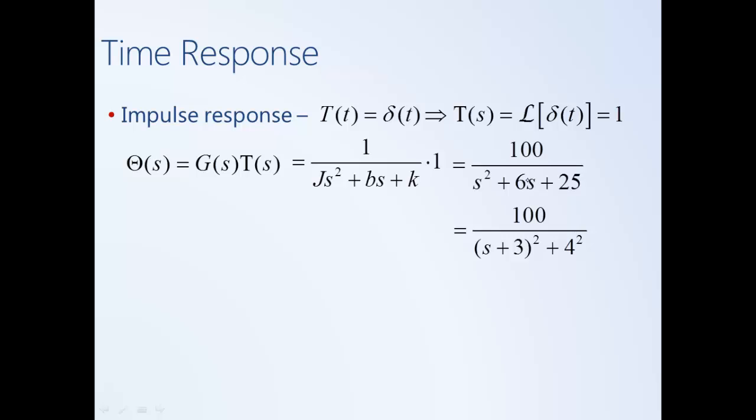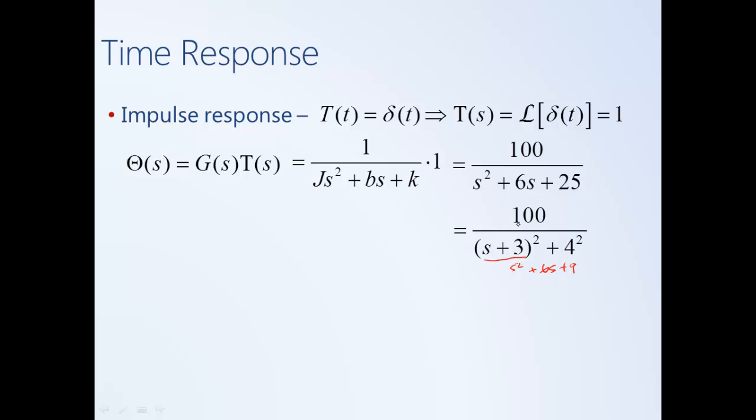So we take the 6 and divide by 2 to get 3. If we expanded this, we would get s squared plus 6s plus 9. So we have the term matching the s squared, we have the term matching the 6s, but we don't want 9, we want 25. And in order to get 25, we need to add 16 more, which is 4 squared.